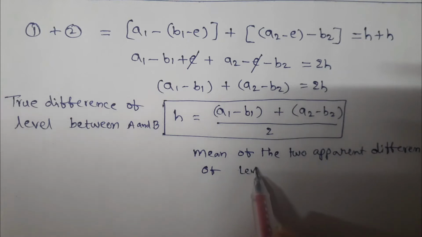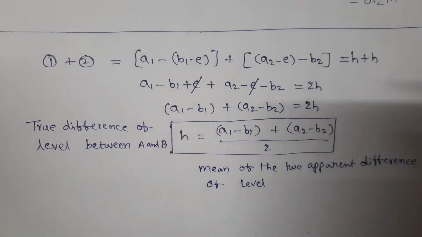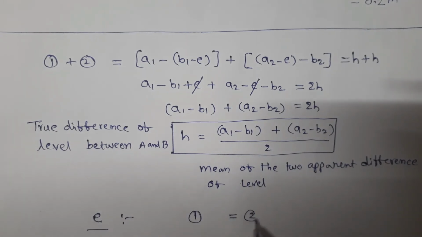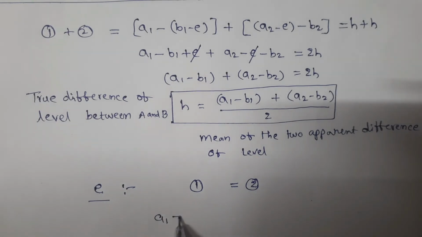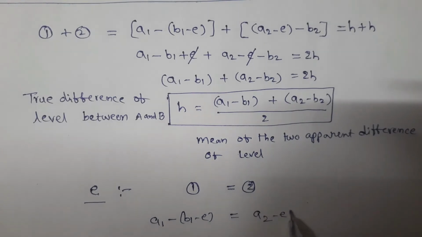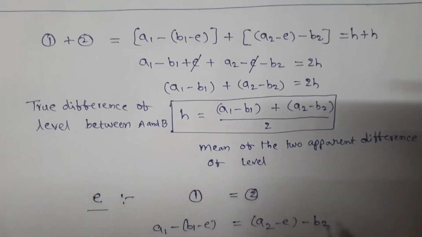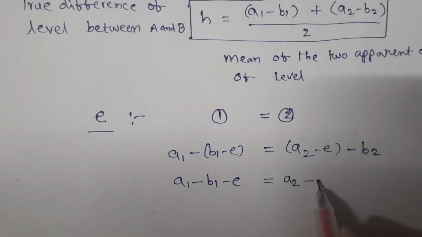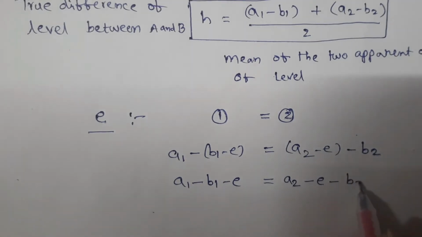Now find the error, including the combined error in the staff at the farthest point due to curvature and refraction and the collimation not being horizontal. Say it is E. We can get this by equating 1 to 2. One equation is A1 minus B1 minus E is equal to A2 minus E minus B2.